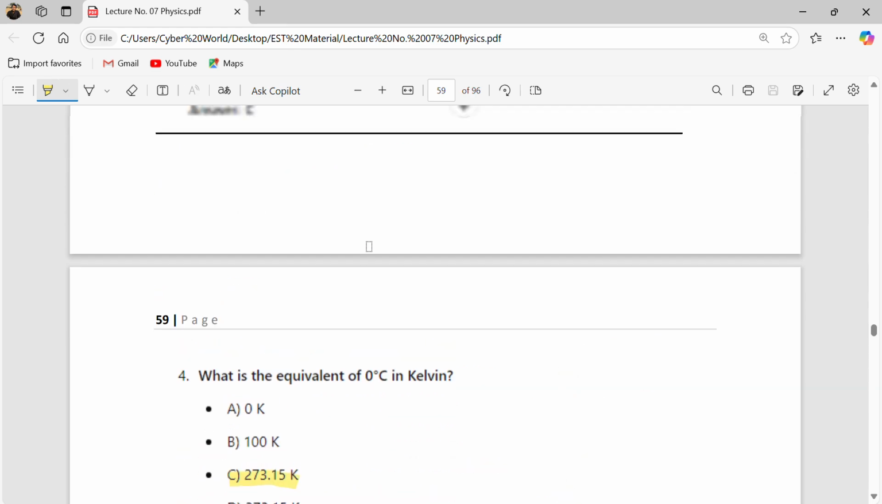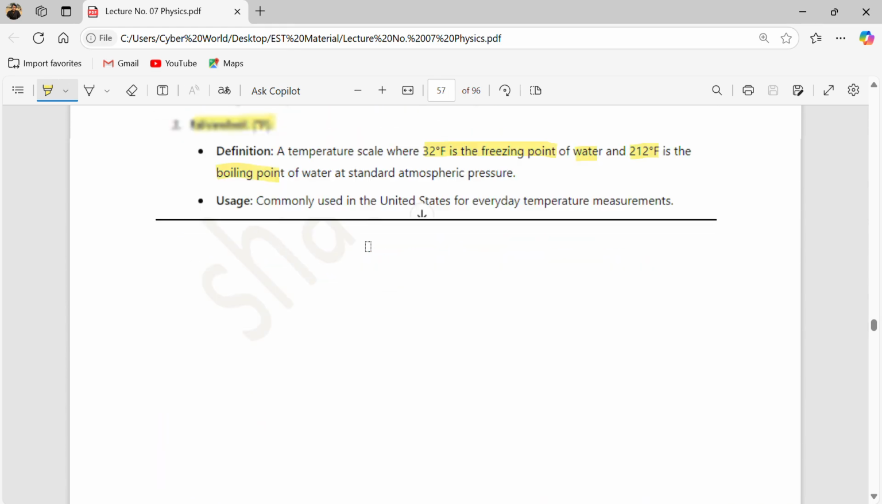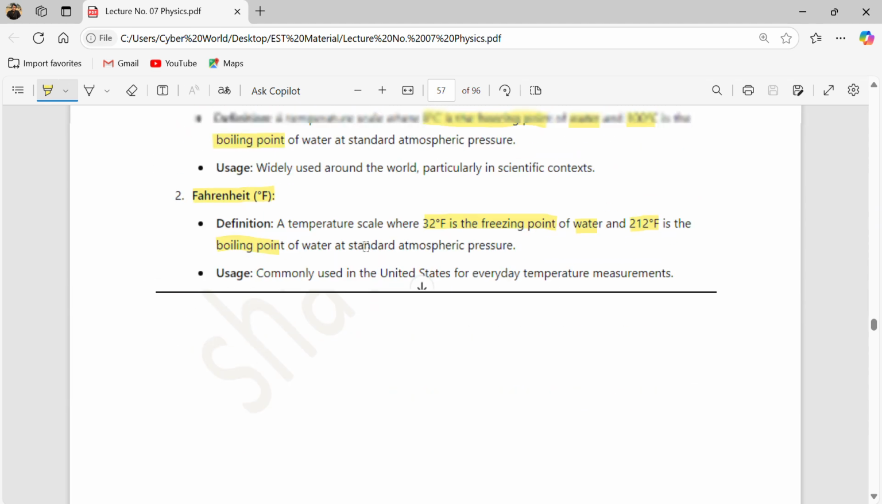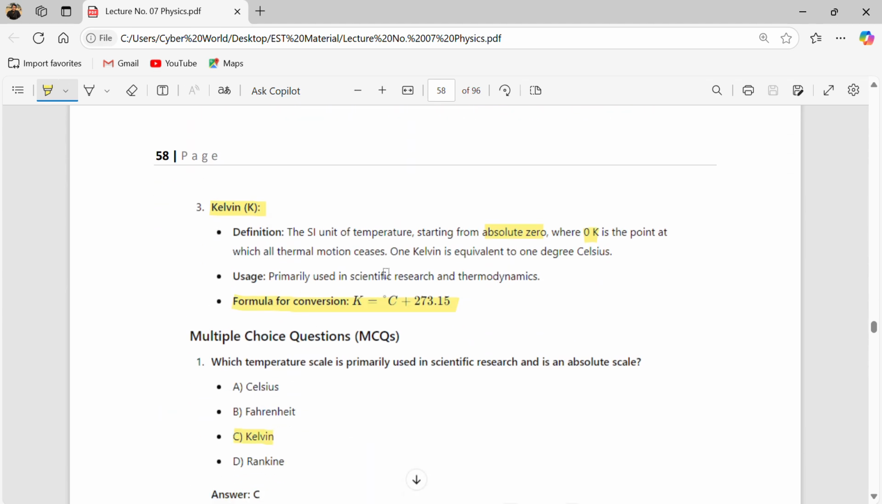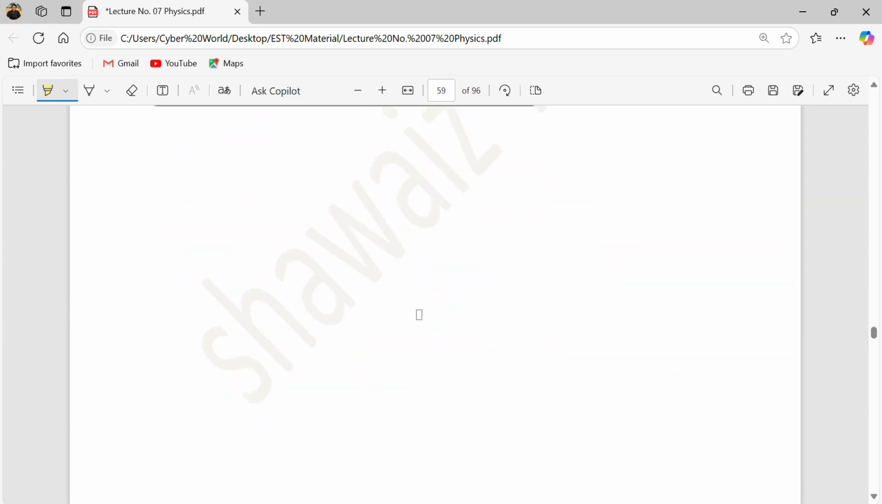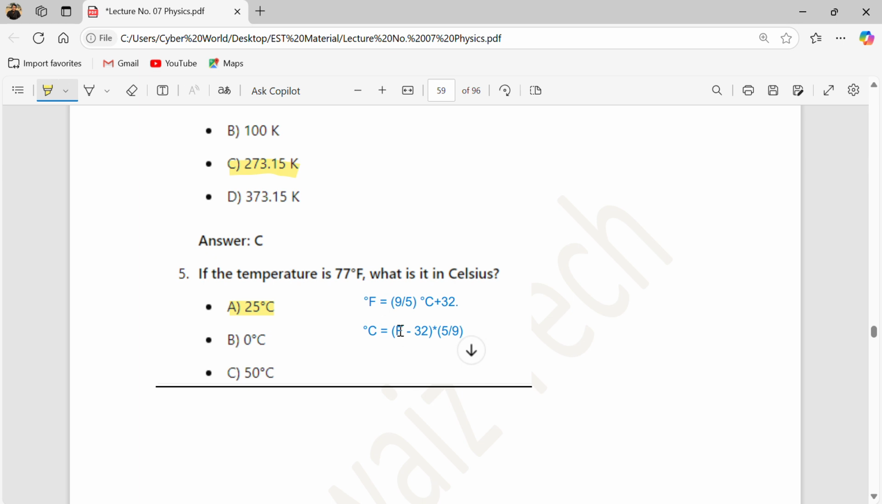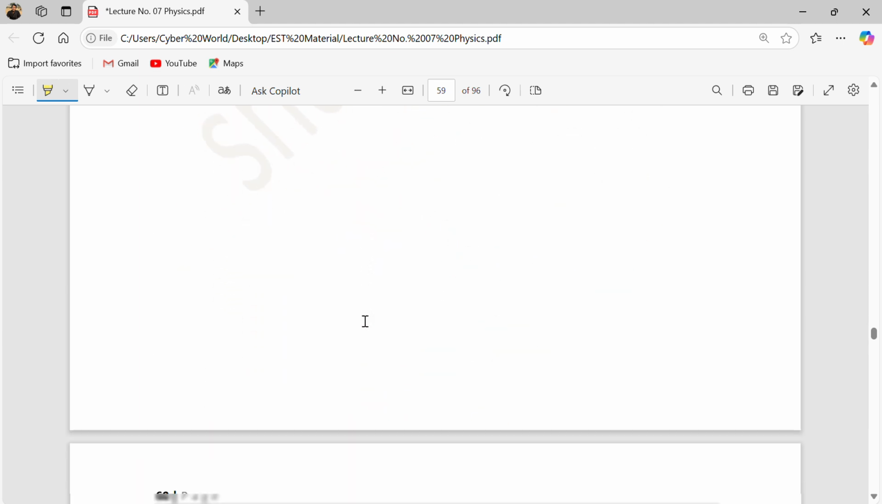So these are the two formulas. The first formula is the conversion of Celsius to Kelvin: Kelvin is equal to Celsius plus 273.15. While if you want to convert Celsius to Fahrenheit, you have to use this formula: 9 by 5 multiplied by Celsius plus 32. Okay, so this is the formula. Now move further.